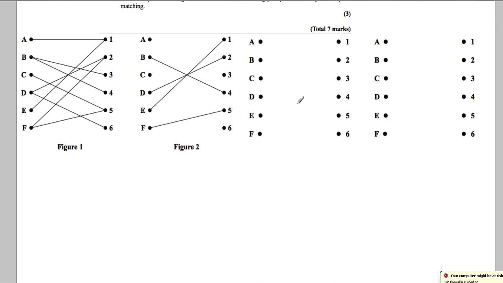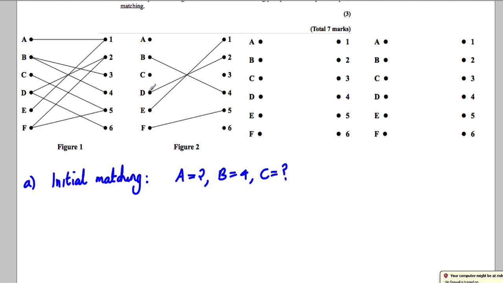Now I've got the diagram. This is what's given in the booklet. So for part A, let's state our initial matching. So always state this, the initial matching. Well, we know A is unmatched, so we say A is with question mark. We say that B is with 4, so B equals 4. C is question mark. D is with 2. E is with 1. And F is with 5.